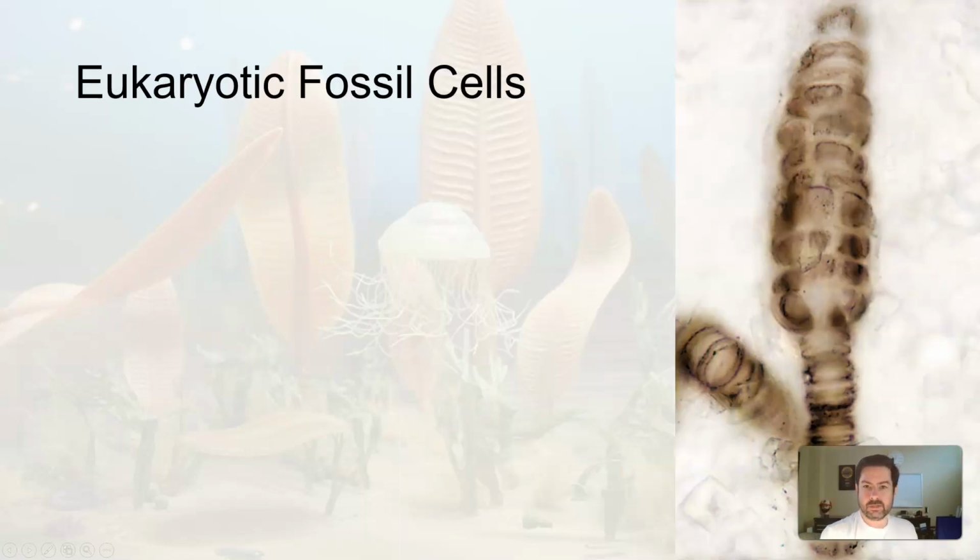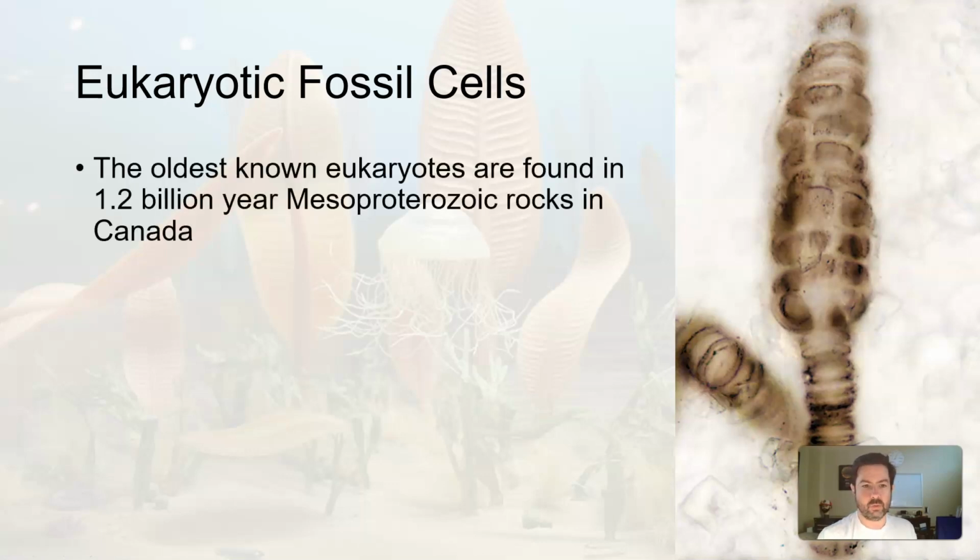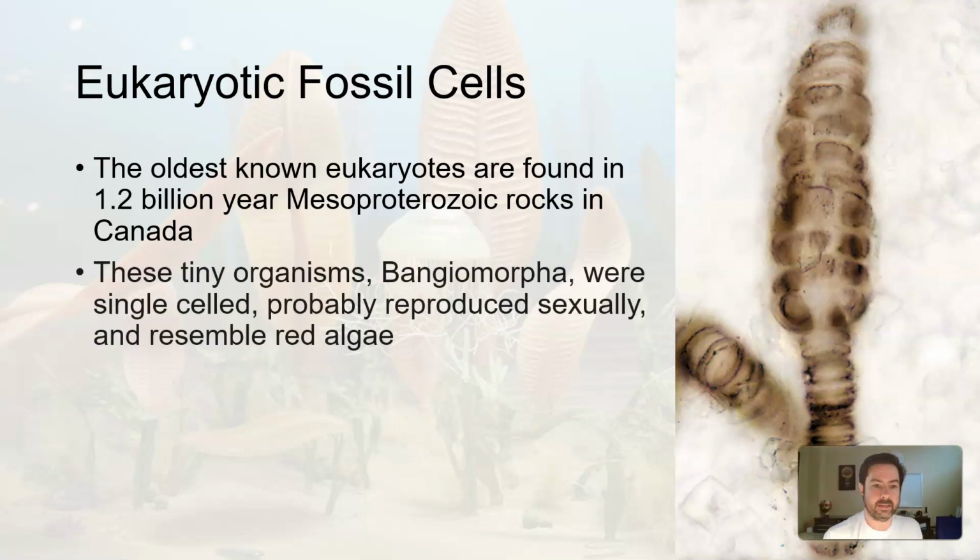So, some ancient eukaryotic fossil cells. The oldest one found is 1.2 billion years old, in rocks in Canada. There you go with Canada again. These are known as Bangiomorpha. They were still single-celled, but probably reproduced sexually. They represent modern-day red algae. But many eukaryotic cells would eventually evolve to be multicelled.